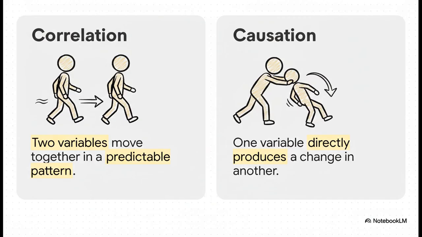On one side, you've got correlation. Think of this as just an observation. Hey, when this goes up, that goes up too. They're moving together. But causation? Oh, that's a whole different ballgame. That's a direct push. That means one thing literally makes the other thing happen. Yeah, correlation is just noticing a pattern. Causation is pointing the finger and saying, you did this.